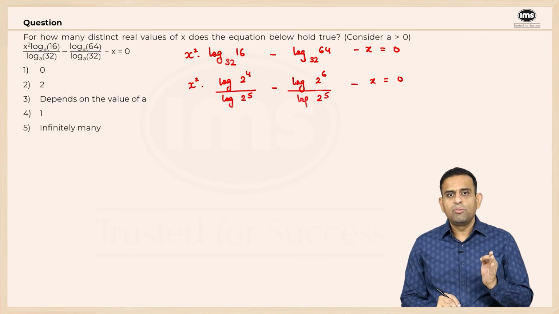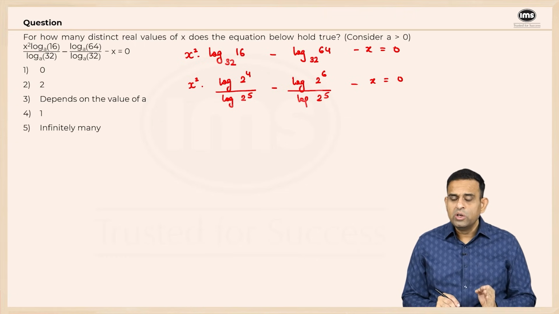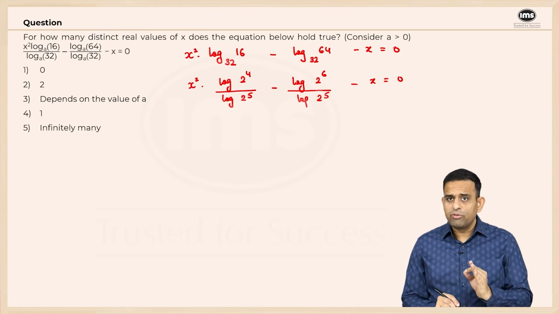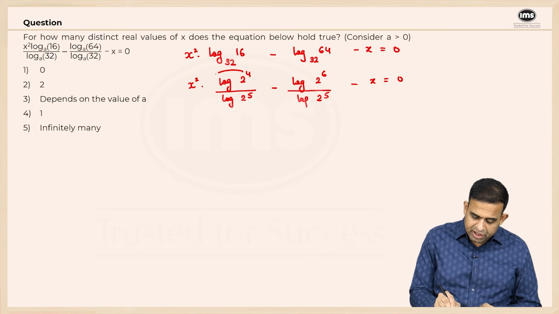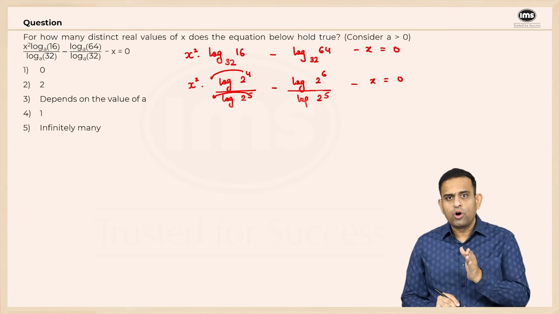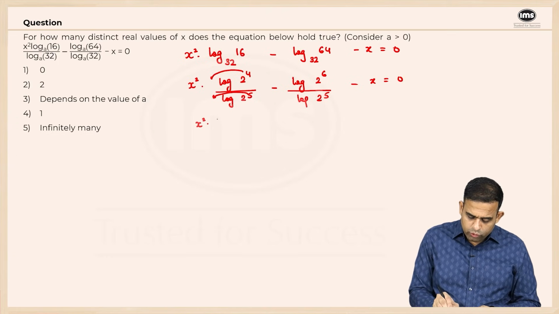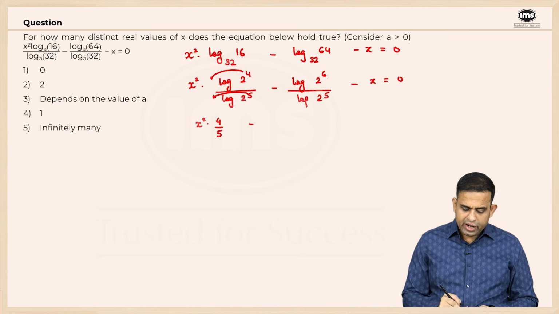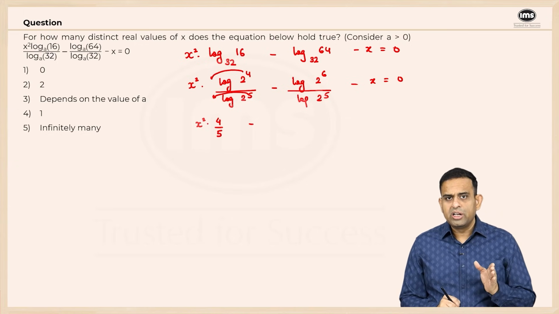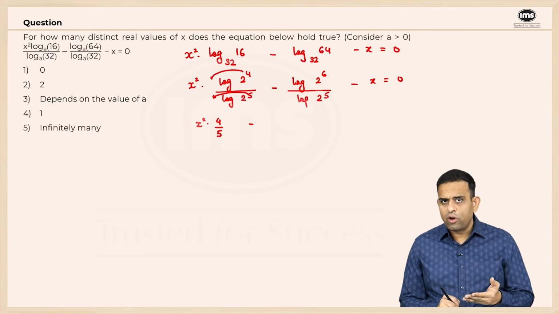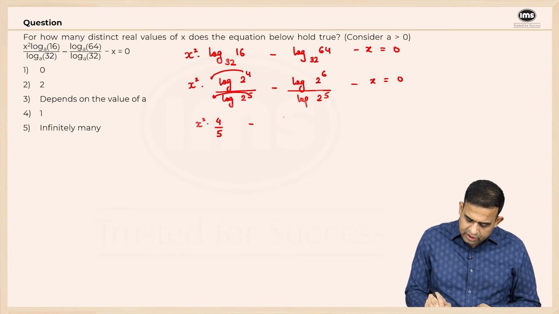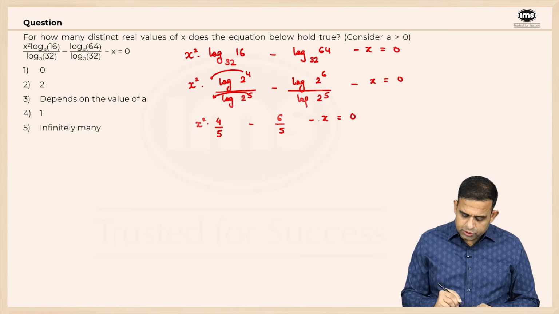So if I look at the term log of 16 base 32, it is essentially going to become nothing but 4 by 5, because this 4 will come in front, this 5 also is going to come in front. It will become 4 log 2 divided by 5 log 2, and it simply becomes x square into 4 by 5. Likewise, if I look at the second term over here, it will become 6 log 2 divided by 5 log 2. So that term will become nothing but 6 by 5 here, minus x equals 0.